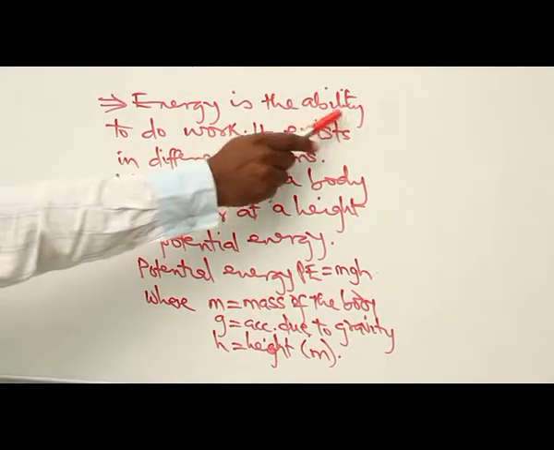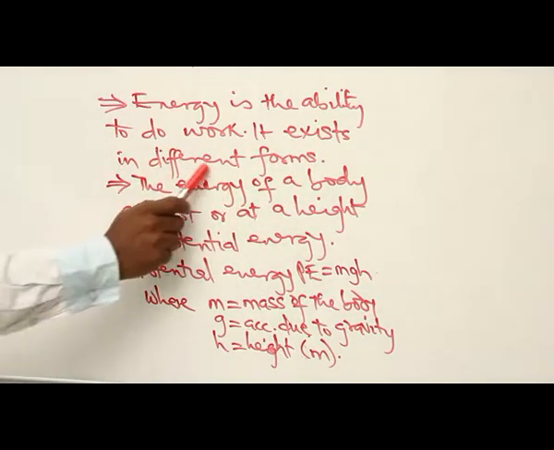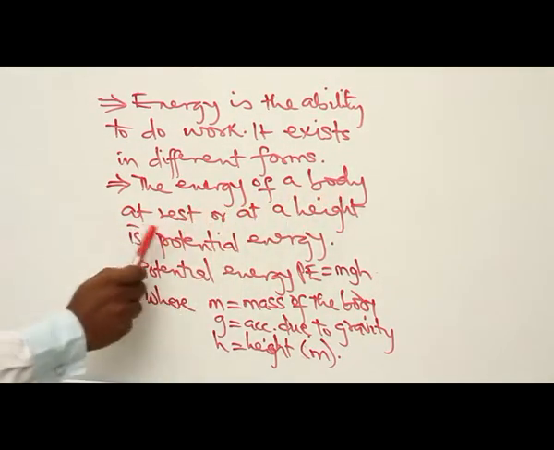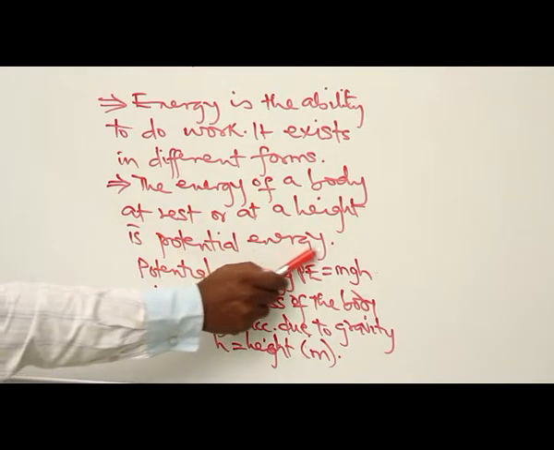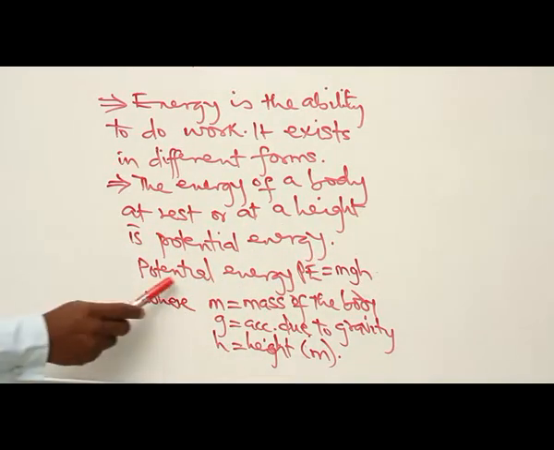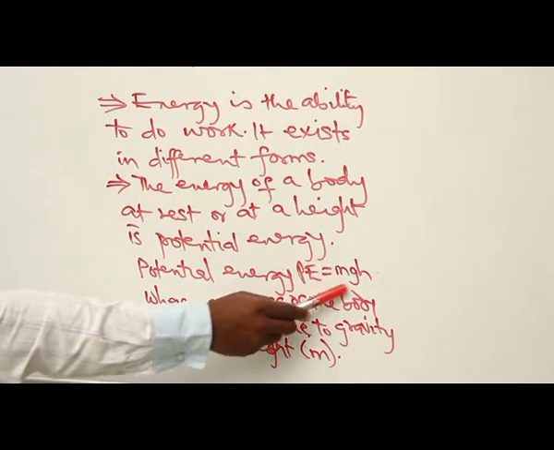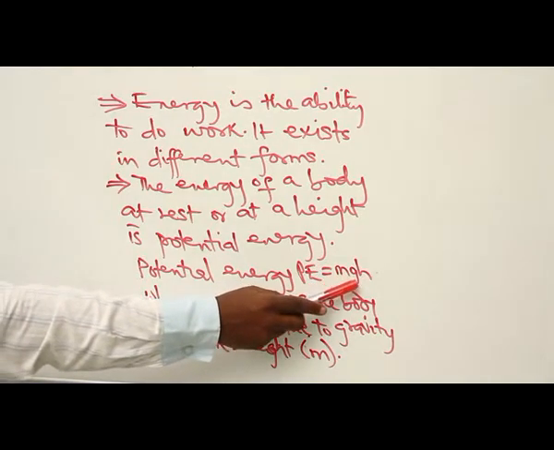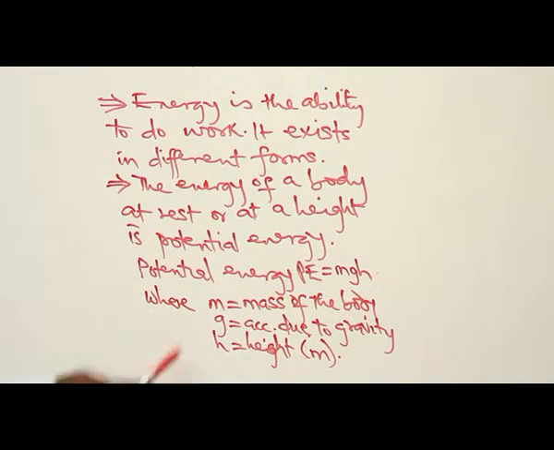Energy is the ability to do work. It exists in different forms. The energy of a body at rest or at a height is the potential energy. Potential energy, PE, is determined by using the equation: potential energy is equal to mass times acceleration due to gravity times height. The letters are explained and shown below.